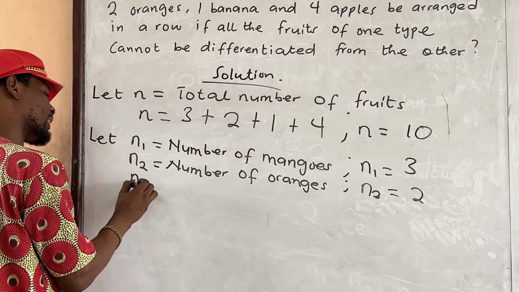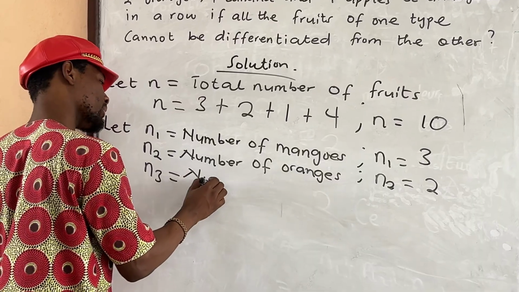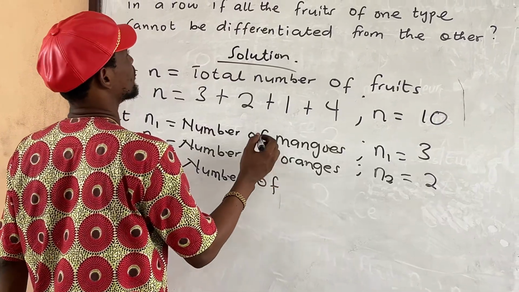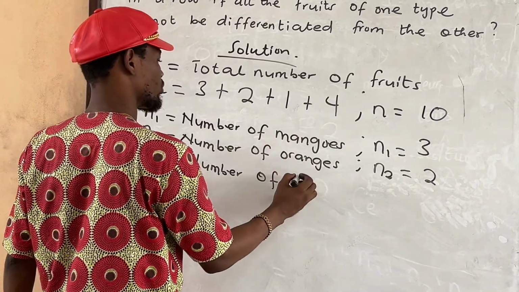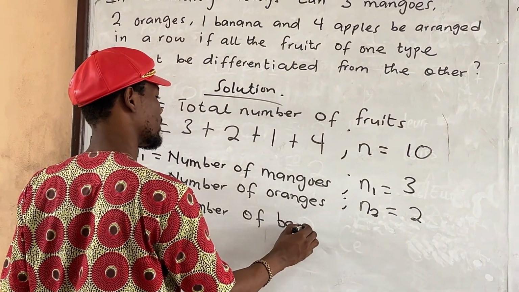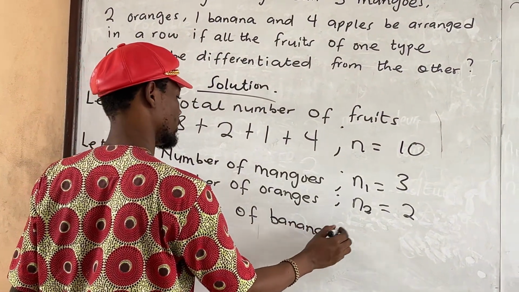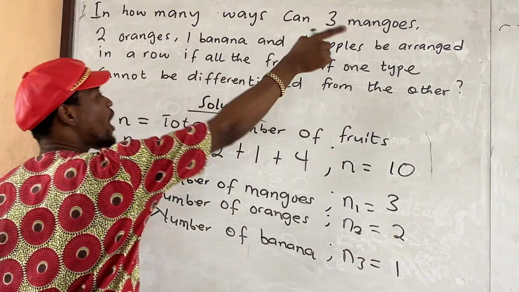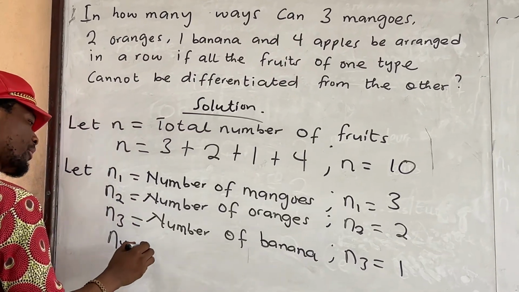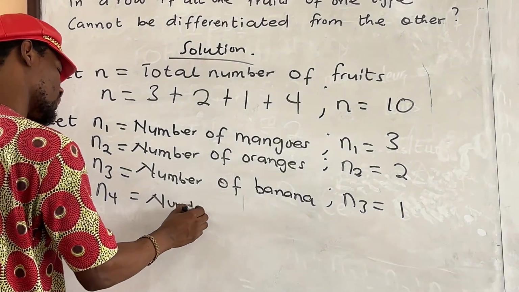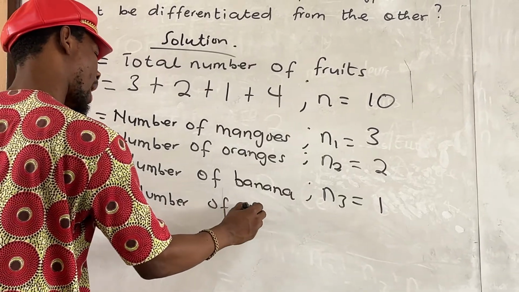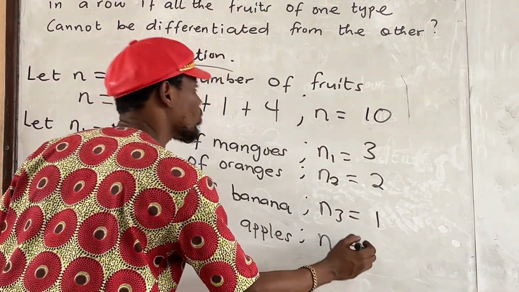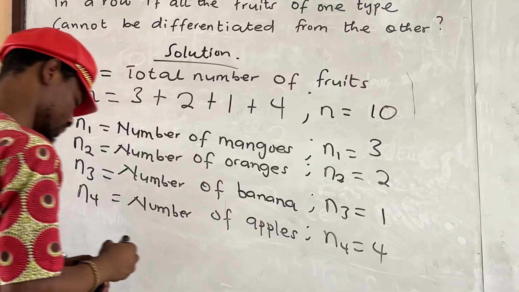And we have n3 being equal to the number of banana, which is n3 being equal to 1. We have 1 banana and 4 apples. So let n4 denote the number of apples. So we have n4 being equal to 4.